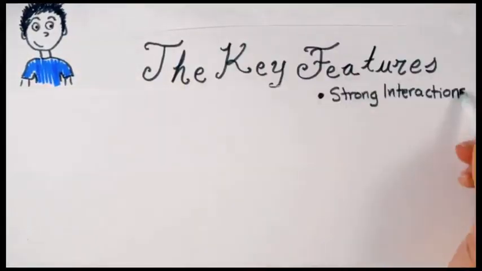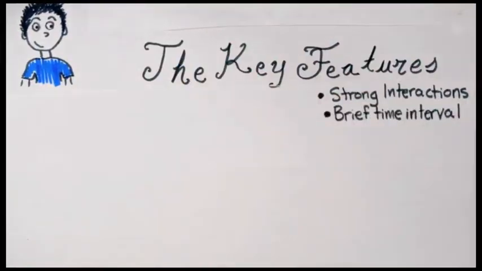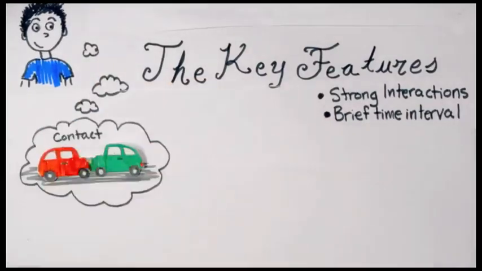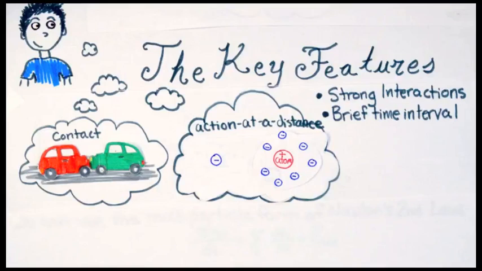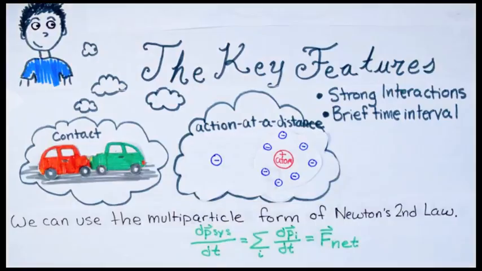The key features of a collision are strong interactions between the objects during a relatively brief time interval. It's possible to have strong interactions during brief time intervals for both contact interactions, as in the auto crash example, or action at a distance interactions, such as electric interactions in the colliding electron-atom case. In all cases involving collisions, the multiparticle form of Newton's second law, or equivalently, the multiparticle momentum principle, as your textbook calls it, provides a very good starting point to make progress on understanding what's going on.